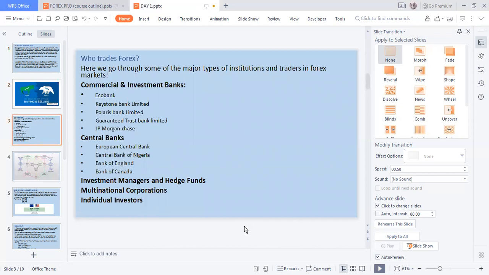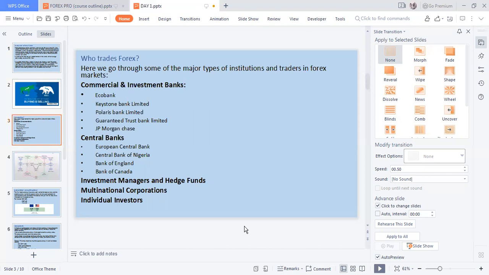Who trades Forex? The central banks trade Forex, commercial banks trade Forex. Then we have the multinational corporations, then the individual investors. Examples of central banks are the European Central Bank, Bank of Nigeria, Bank of England, Bank of Canada, and so on and so forth. These banks, they trade Forex.